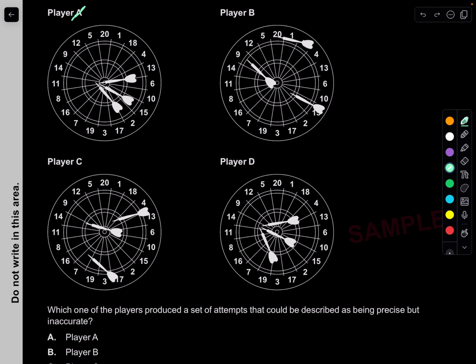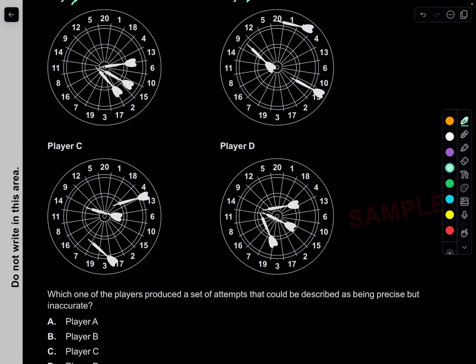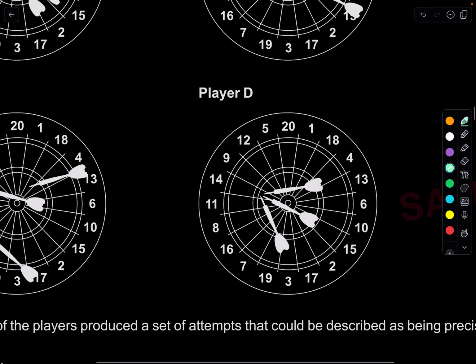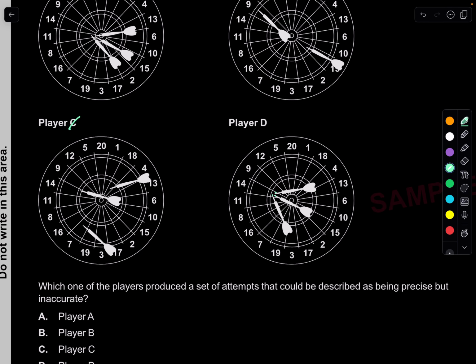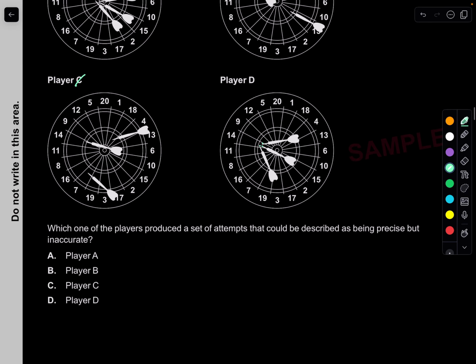Now, we want high precision. Precision means that the values are very closely related to each other. Player B's values are just random, not closely grouped, so not very precise. C, again, random, just being hit everywhere. D is correct. You can see that they are all closely related to each other. So his results are precise but not accurate, because he doesn't hit the bullseye. So it's player D.